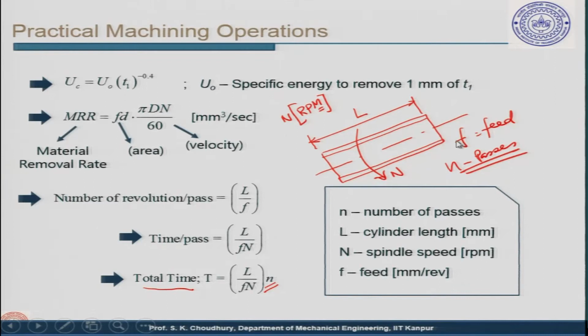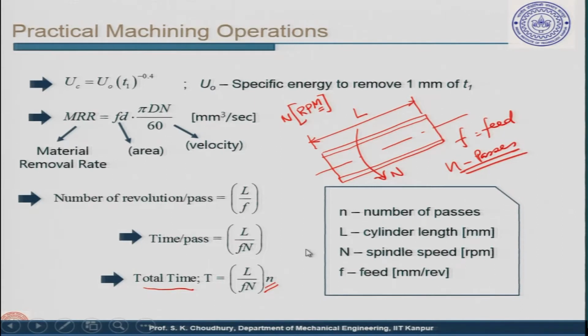Now, if we have a job like this and we are turning, we also said that the number of revolution is L by F, time per pass, therefore, if we divide it by n, which is the number of revolution, the total time taken can be determined if we know the number of passes. If the number of passes is 1 pass, suppose the depth of cut is very small, so in 1 pass you are making the final cut. So, this will be equal to L by Fn, which is the time per pass, because pass is 1.